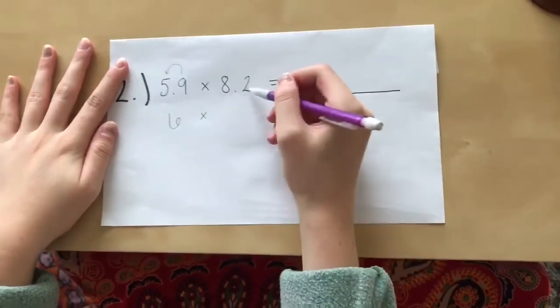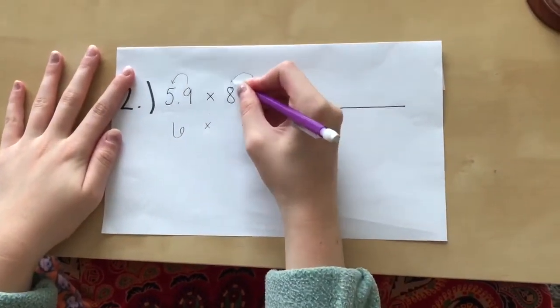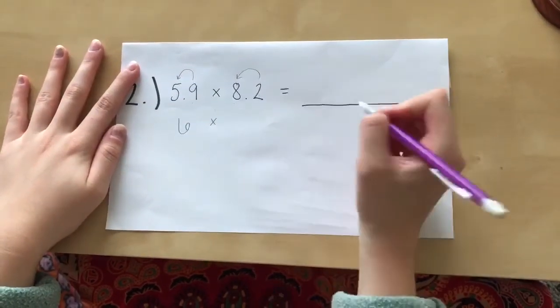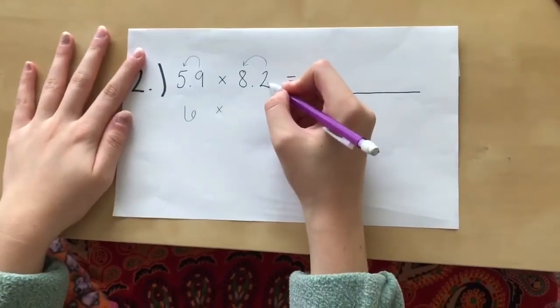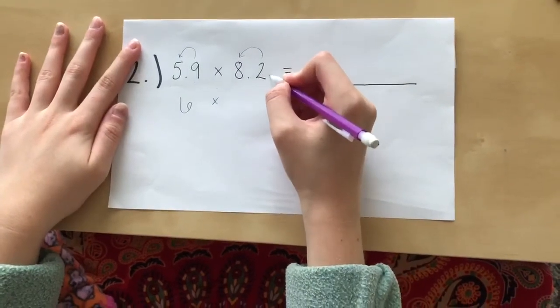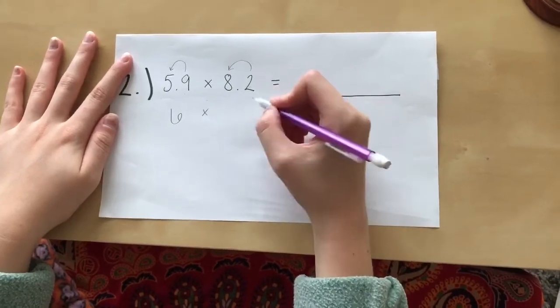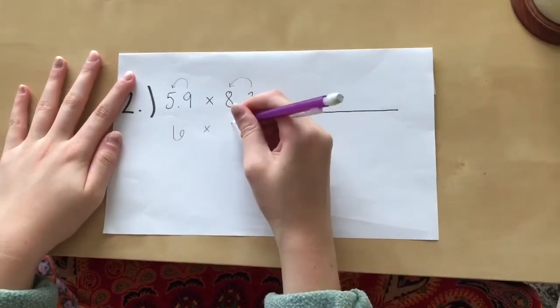And for 8.2, we have 2. I'm going to draw an arrow to show that we're changing the 8. 2 would not increase 8 because 2 is below 4, because we know any numbers from 1 to 4 stay the same, and from 5 and above, it increases the number. So we're going to leave this as an 8.